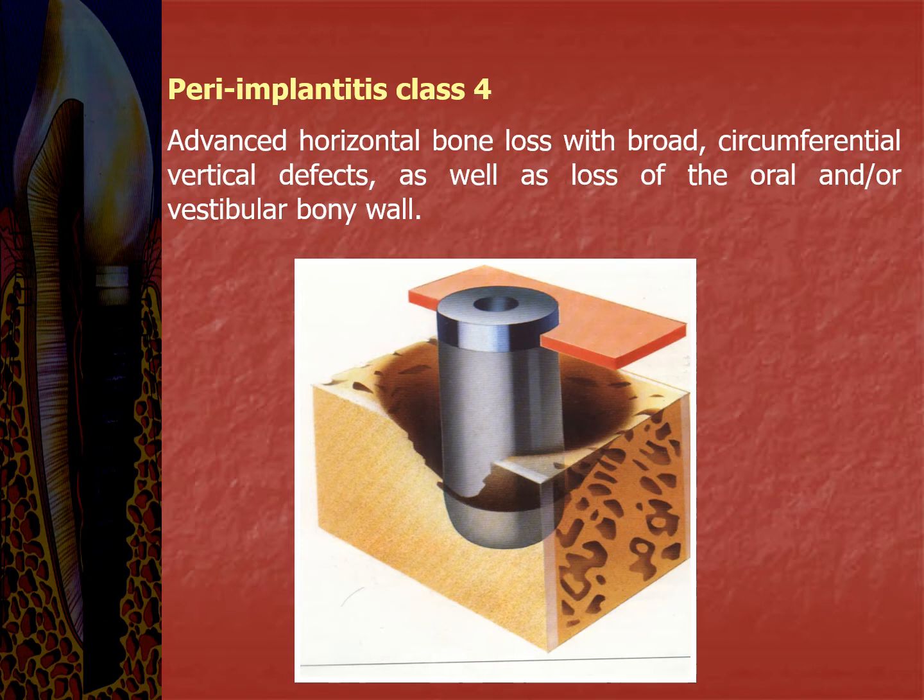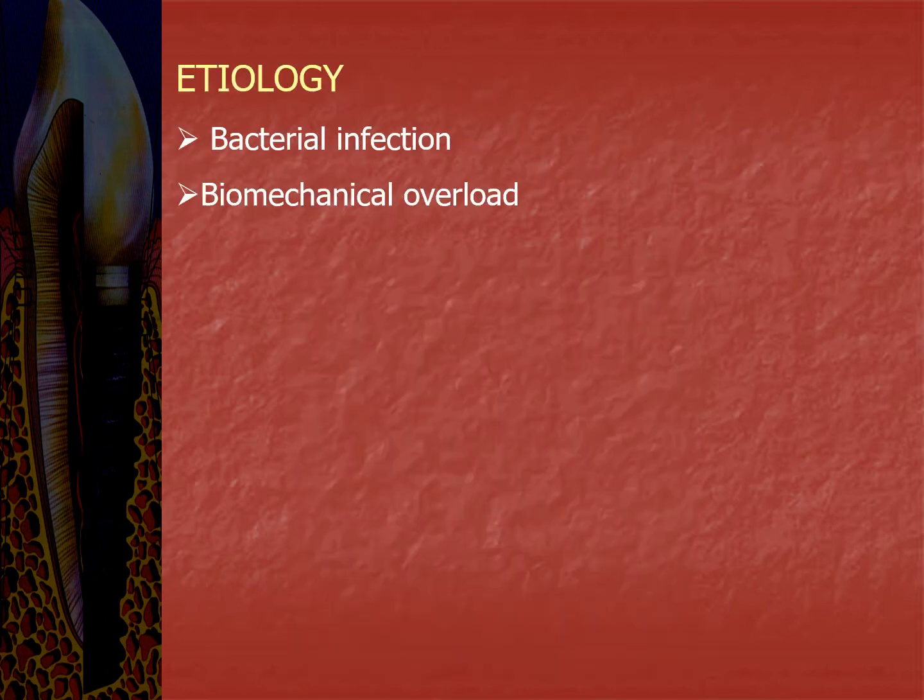Class 4, advanced horizontal bone loss with broad circumferential vertical defects as well as loss of the oral or vestibular bony wall. So these are the four different classes of peri-implantitis based on the type of bone loss and the defects associated with it.